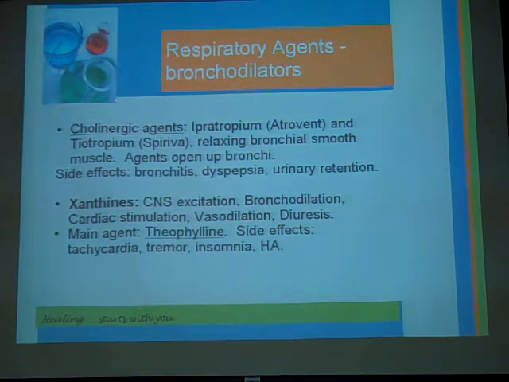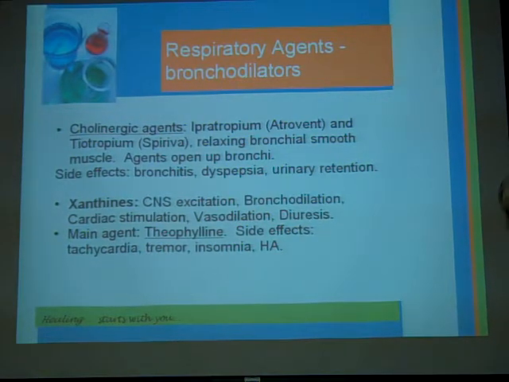So on the relaxing side, when we relax, we breathe better. There's a group of agents called cholinergic agents, the tropiums, that open up the bronchi, the big airways, so people can breathe, whether they have COPD, asthma, things of that nature. They can breathe better, so that's to relax the parasympathetic side of the body.